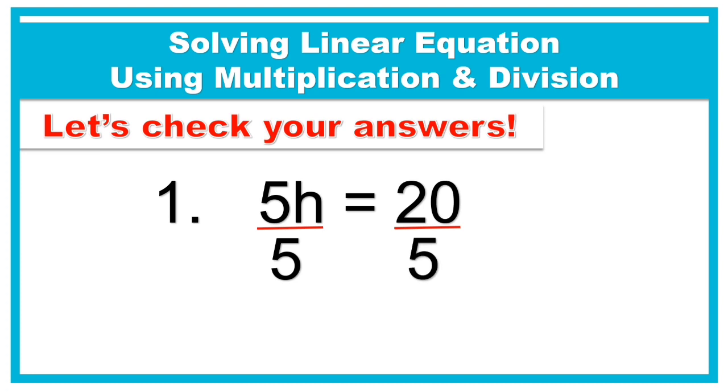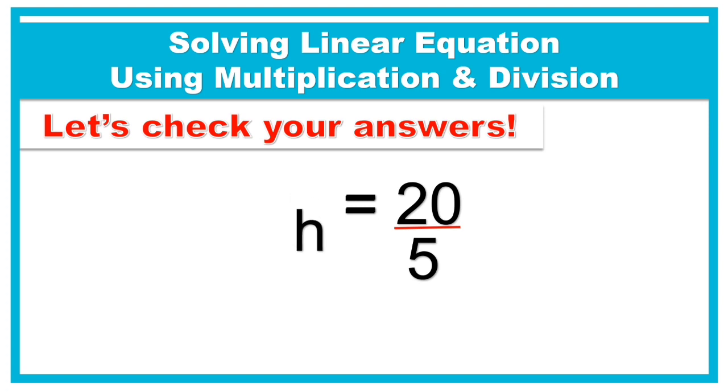Why do we divide? Because the given problem uses multiplication, so we have to do the inverse operation, which is division. Again, divide 5 on both sides. That cancels 5, leaving h isolated, which is our primary goal. Then bring down h, the equal sign, and the answer to 20 divided by 5, which is 4. That's it.